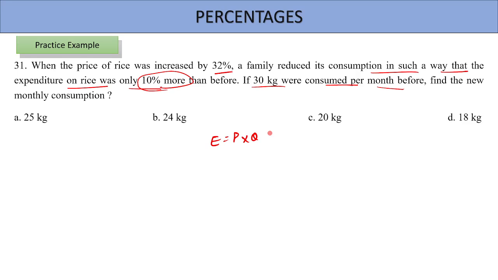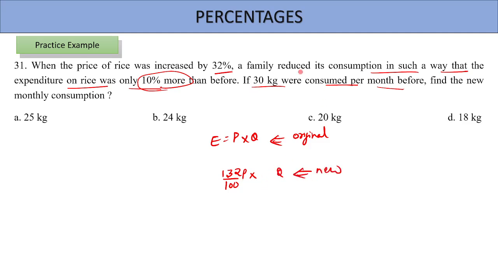But in this case, the expenditure itself is increasing by 10 percentage. So we have to carry out a multiplication such that the value of E is 10 percentage more than the original. They are telling that the price of rice increases by 32 percentage. Consider this as your original expenditure. So your new expenditure will be in which your price of rice increases by 32 percentage. That means the new price will be 132 by 100 of P. Okay, just make some space over here.